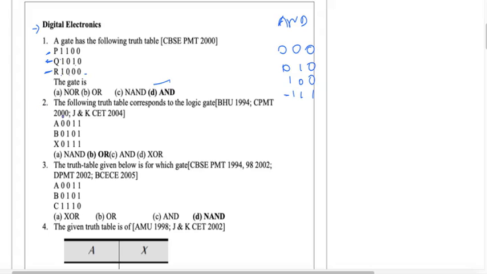Now coming to the second question. The following truth table corresponds to which logic gate? Here A is an input, B is an input, and X is the output. If both the inputs are 0, the output is 0. If any of the inputs is 1, then the output is 1. If both the inputs are 1, the output is also 1.